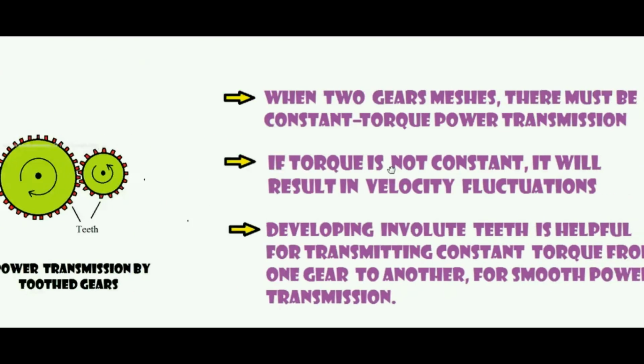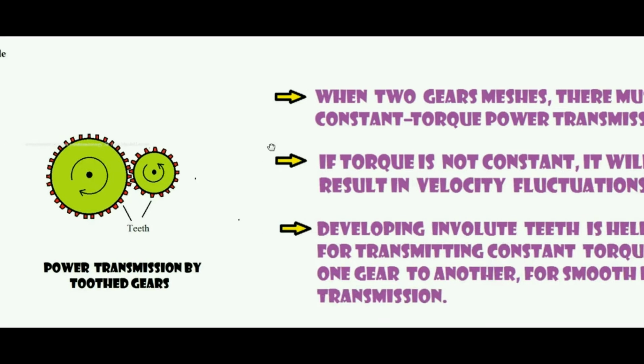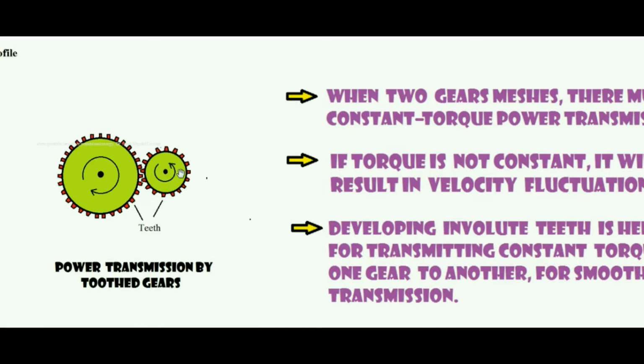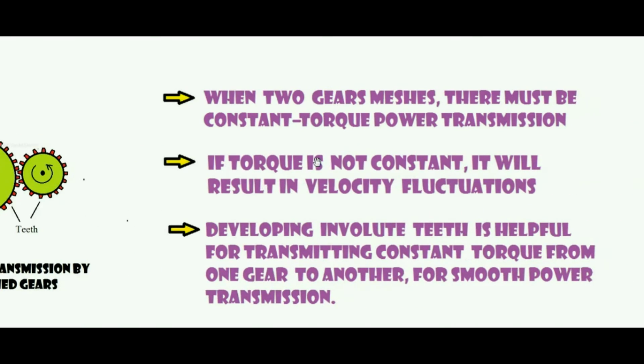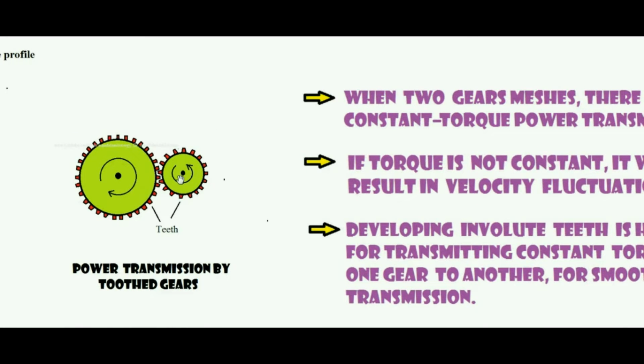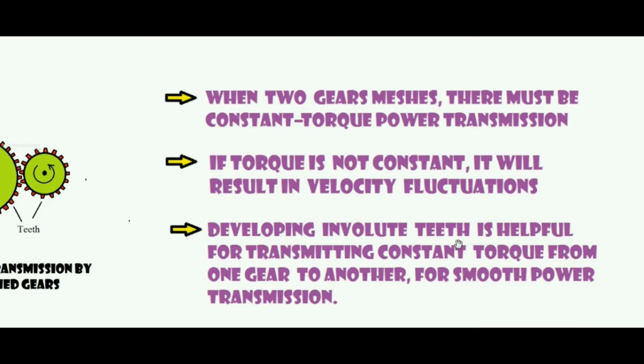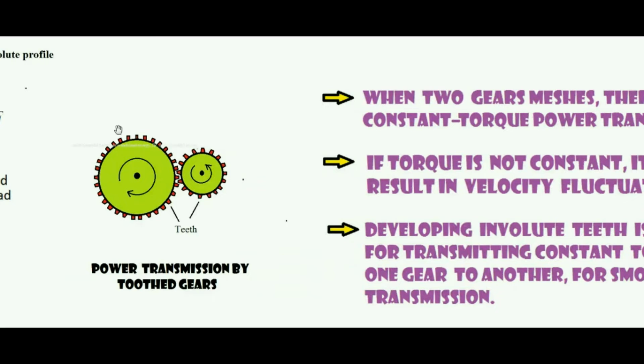Remember this: when two gears mesh, there must be constant torque and power transmission. This means that when one gear is transmitting power to another gear, the torque must not fluctuate. If the torque is not constant, it will result in velocity fluctuations, meaning the velocity of the driver and driven will both start fluctuating. This leads to vibrations which can damage the gears as well as the system on which these gears are mounted. These gear teeth have some profile, and if we use an involute profile, it is helpful for constant torque and power transmission.